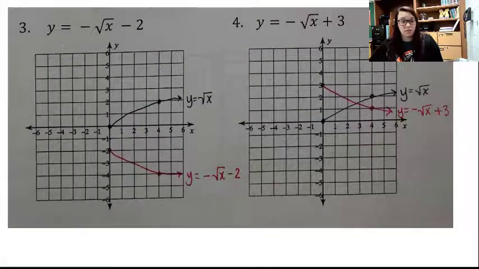The next slide, let's see the next two problems. Here we go, some more graphs. This one, it flipped. It went across the graph, and then it also went down 2. Next guy, it flipped, and it went up 3. So my red one is the answer.